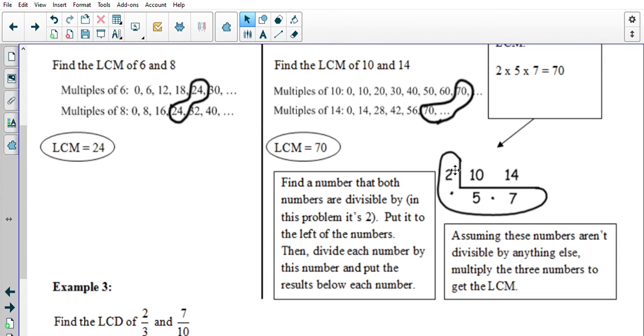10 divided by 2 is 5. I put it below the 10. 14 divided by 2 is 7. I put it below the 14. And I do double check to make sure that these two numbers don't divide by anything besides 1, which they do not. And then I just multiply these three. See how it forms an L for LCM? 2 times 5 times 7 is 70. So it's a really cool trick you can use if you're ever struggling to find the least common multiple.